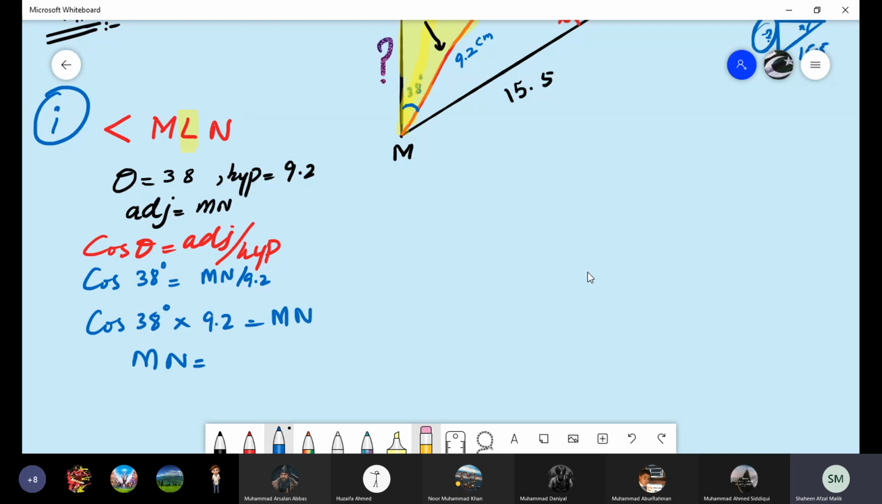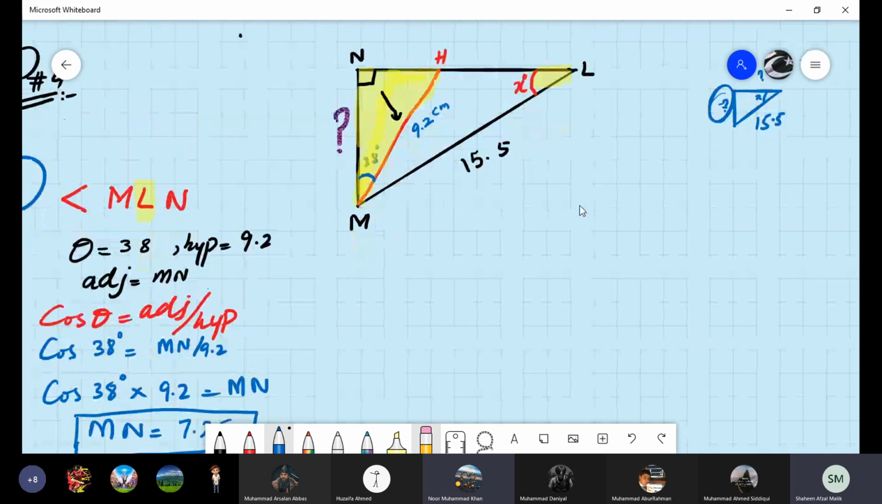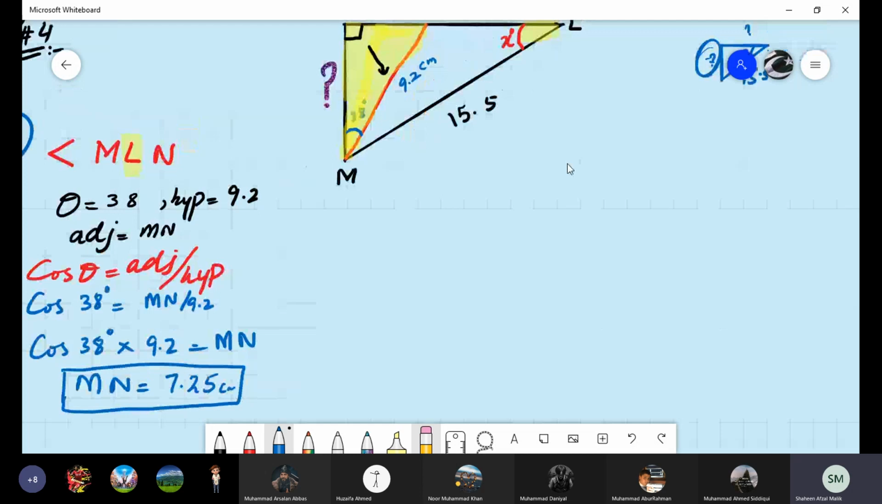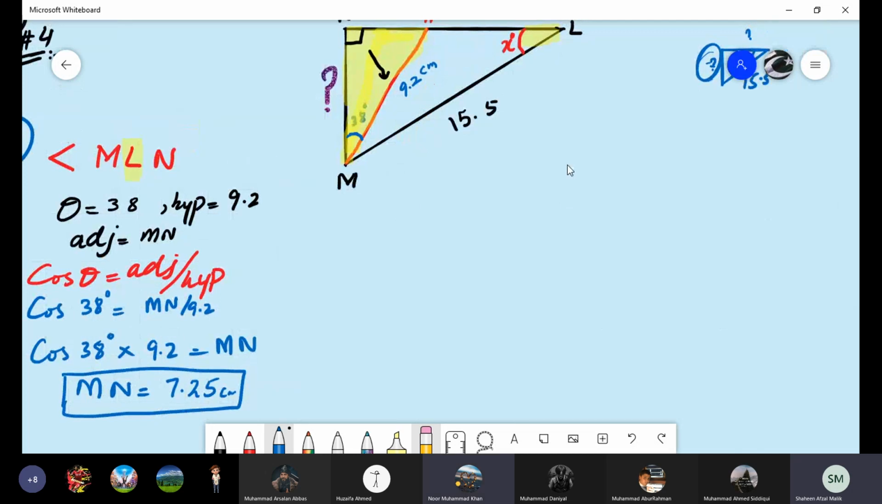Yes, boys. Ma'am, 7.25. Okay, 7.25 is the length of MN in centimeters. Can we write this as 7.2? 7.25, so we can write 7.3 also. If you write 7.25 or 7.3, it will be the same.